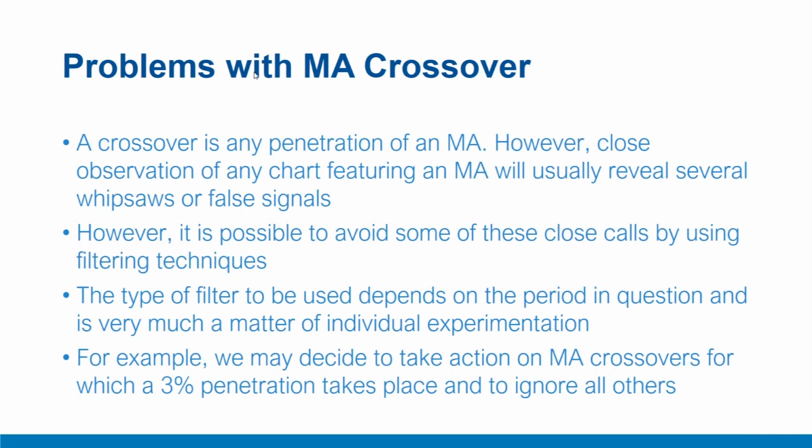A crossover is any penetration of an MA. However, close observation of any chart featuring an MA will usually reveal a number of whipsaw or false signals. It is possible to avoid some of these close calls by using filter techniques. The type of filter to be used depends on the time span in question and is very much a matter of individual experimentation. For example, we may decide to take action on an MA crossover for which a 3% penetration takes place and to ignore all others.